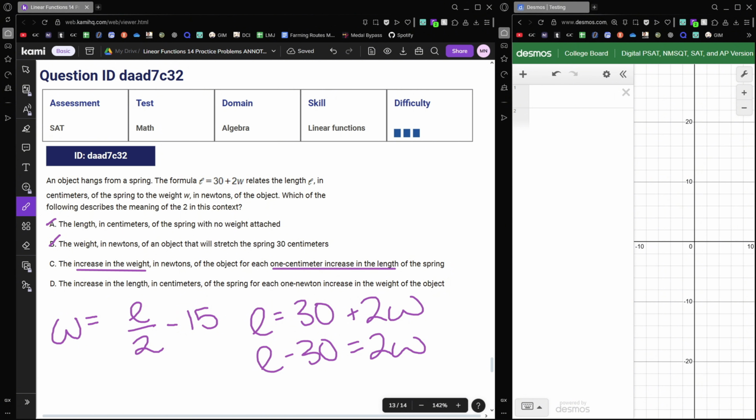If we go ahead and ignore this minus 15 part, because we know that's just going to be the starting length, if the length of the spring increased by 1 centimeter, so let's say the length of the spring was 1, the weight would only increase by 1/2 of a newton, as you can see here, not 2. That means C won't be our answer either.